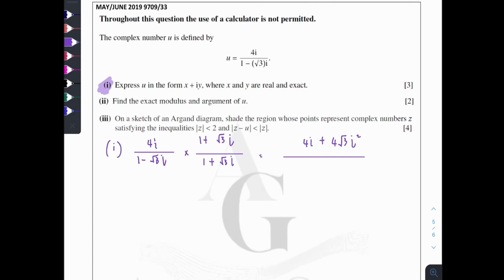As for the bottom part, we should have a squared minus b squared, which is 1 squared minus square root 3i squared. So for the upper part, change the i squared into negative 1. We should have negative 4 square root 3 as the real part and 4i as the imaginary part. As for the bottom, 1 squared is 1. Square root 3, when you square it, becomes 3. And the i squared becomes negative 1. And therefore, the bottom part becomes 1 plus 3, which is 4.